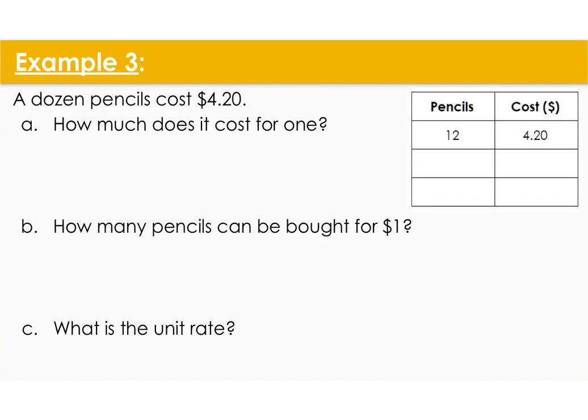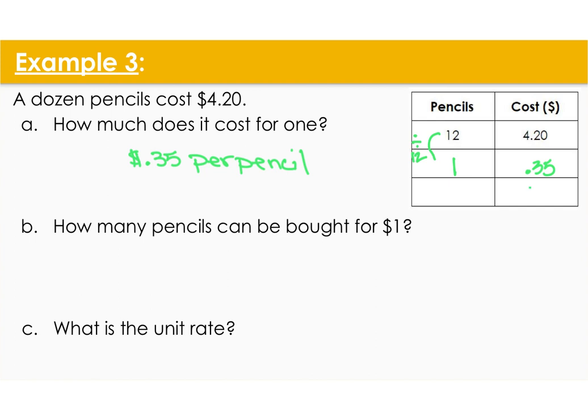A dozen pencils cost $4.20. How much does it cost for one? So here, I need to figure out how I get there. I'm going to divide by 12. And when I divide 420 by 12, I get 35 cents. So how much does it cost for one pencil? It's 35 cents per pencil.